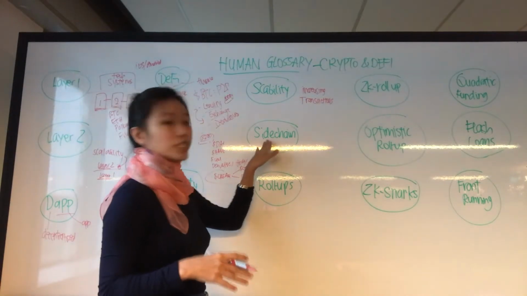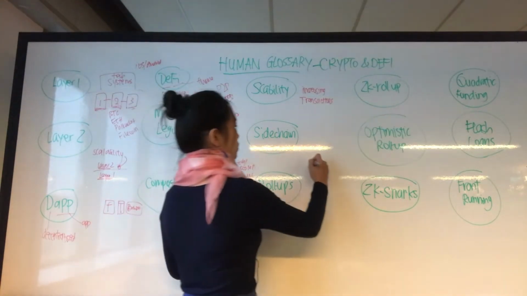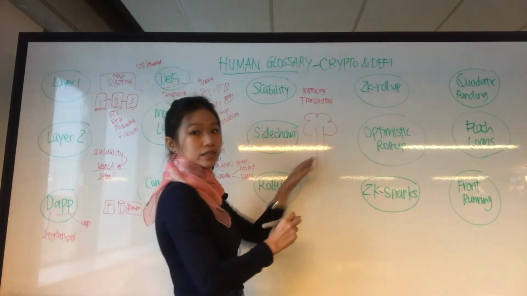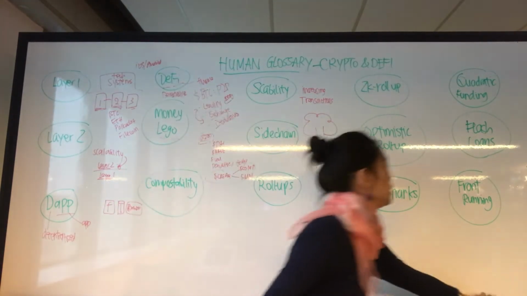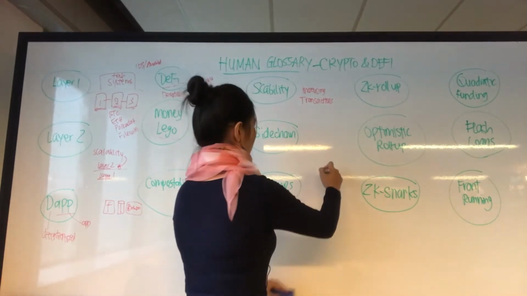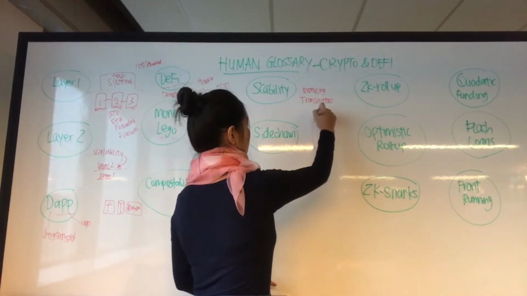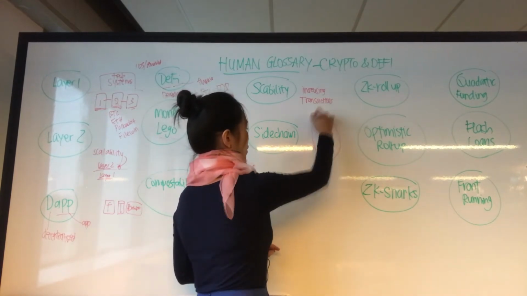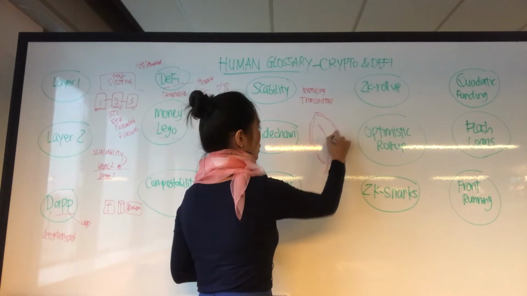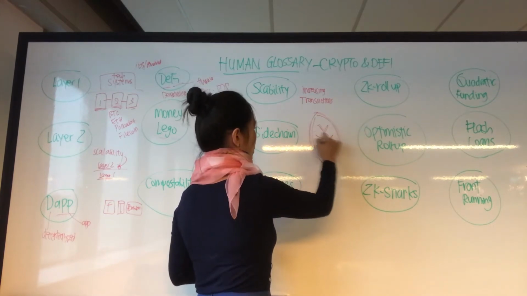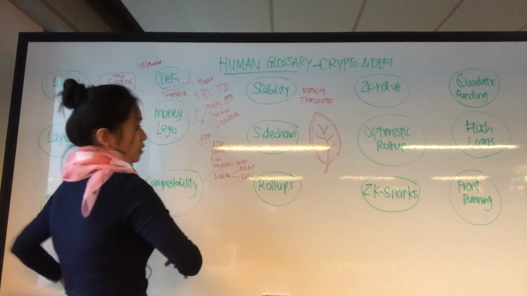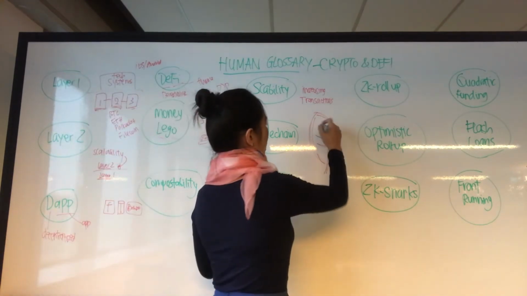One of the main ideas is this thing called sidechain. So imagine this is a tree, or this is a leaf. A leaf might be an easier explanation. So we have a leaf over here, and you realize that with leaves, they have little spokes coming up, right? So think of the main line of the leaf as the layer 1 chain.